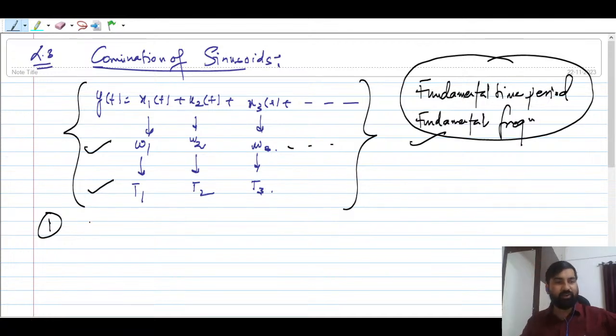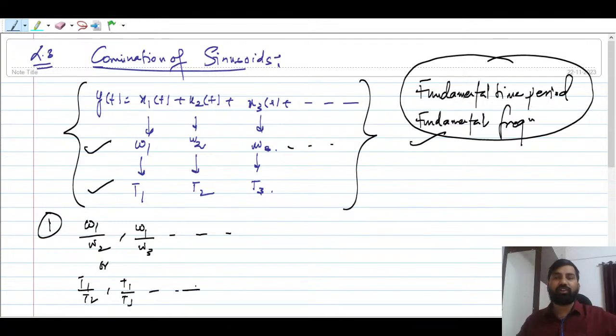Then you can check this, like omega 1 by omega 2, omega 1 by omega 3 and so on. So take the ratio of these frequencies. Or you can say T1 by T2, T1 by T3, and so on. Just take the pairs, take the ratio, and these ratios should be a rational number, okay?